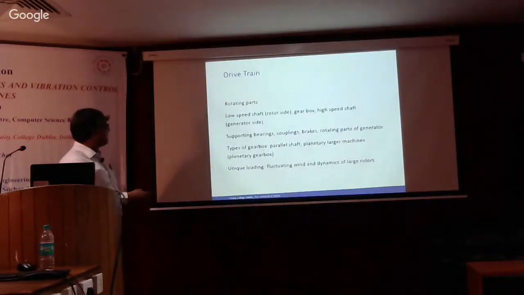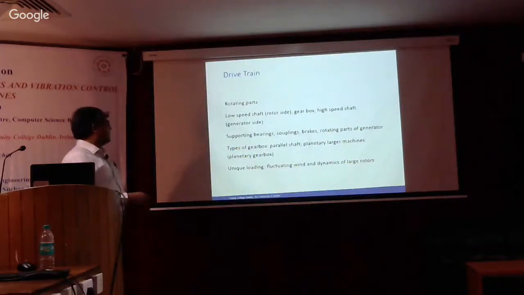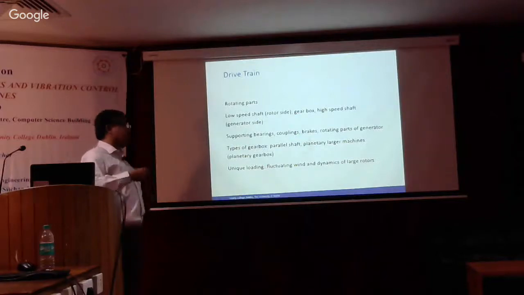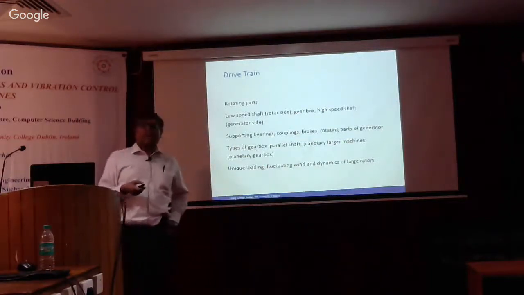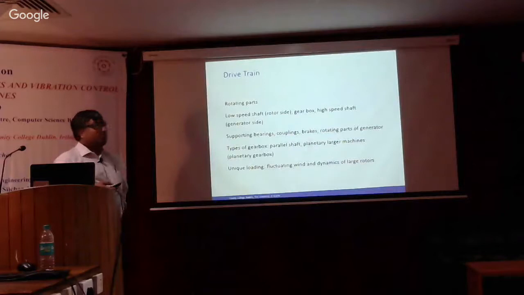I think we have discussed the rotating parts as well: the low speed shaft, the rotor side gearbox, and the high speed shaft on the generator side, the supporting bearings, couplings, brakes, and rotating parts of the generator. In terms of gearbox, there are 2 types. One is a parallel shaft, and the other is a planetary gearbox, which is used for larger machines. In a wind turbine where heavy gear ratios are necessary, you can go for multi-stage parallel shaft, and that's normally done. You can also have planetary gearbox systems.